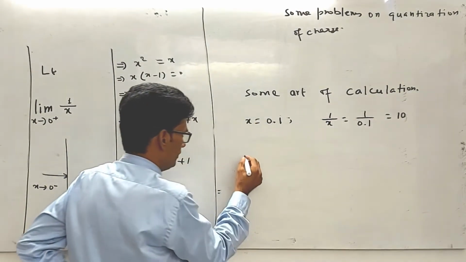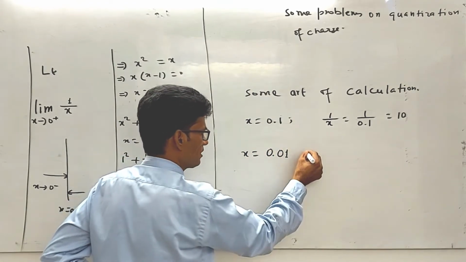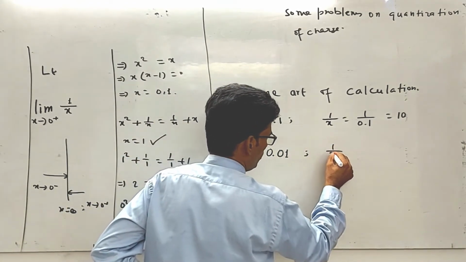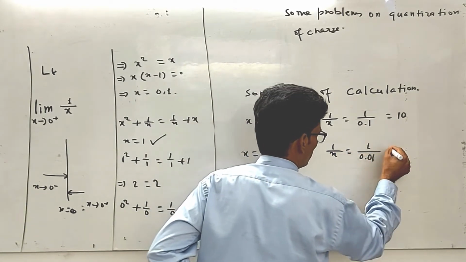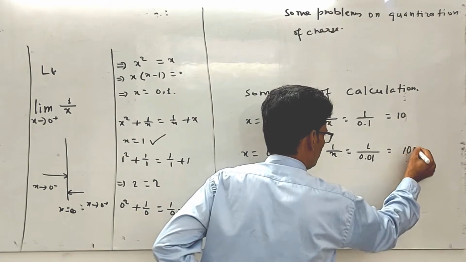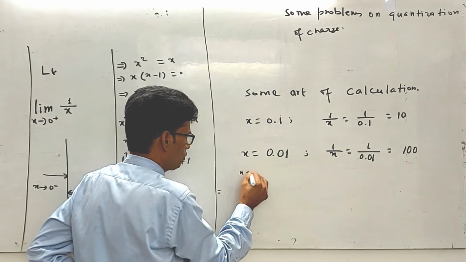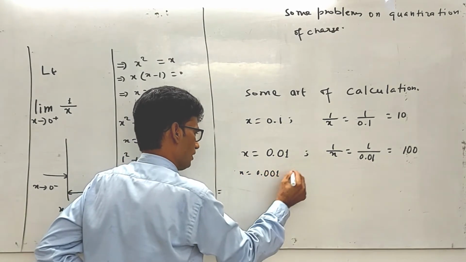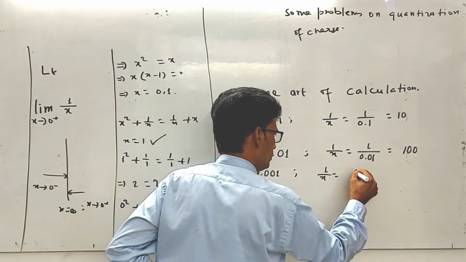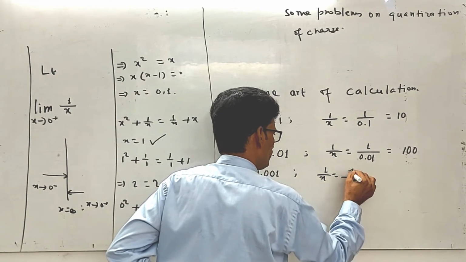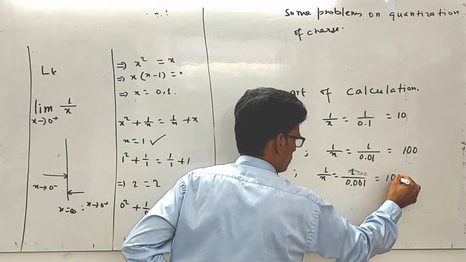Now again, x equal to 0.01. What about 1 by x? Its value comes out to be 1 divided by 0.01, and this is equal to 100. On the same line, x equal to 0.001. So what does it mean? It means 1 by x is equal to 1 by 0.001, which comes out to be 1000.